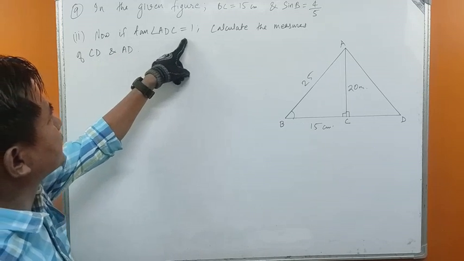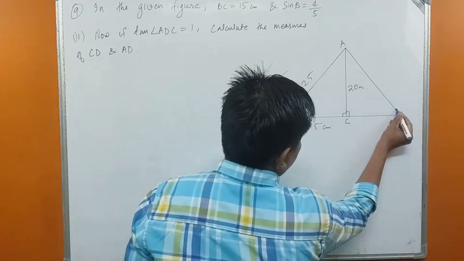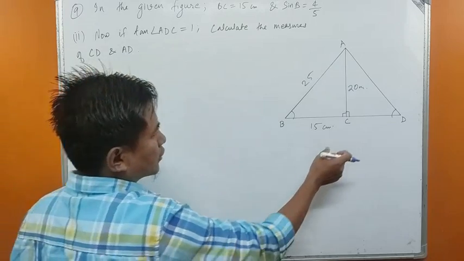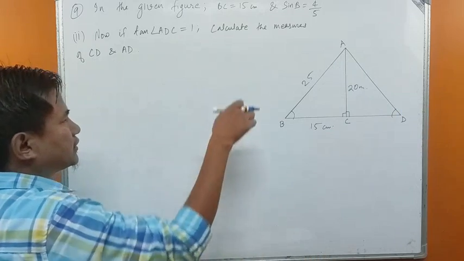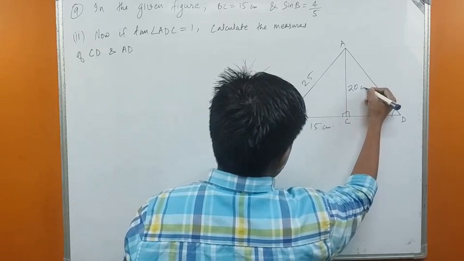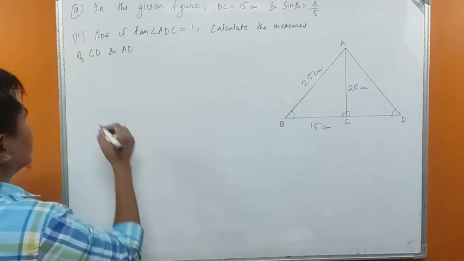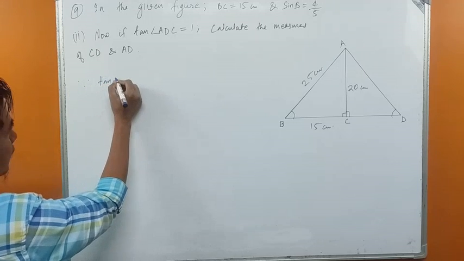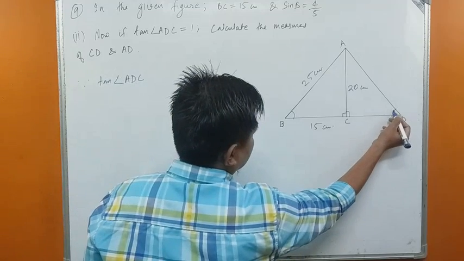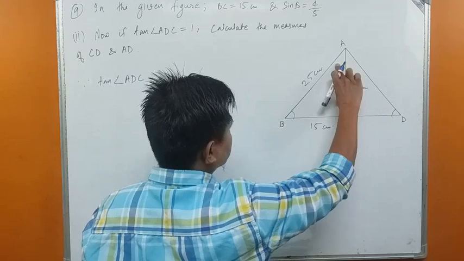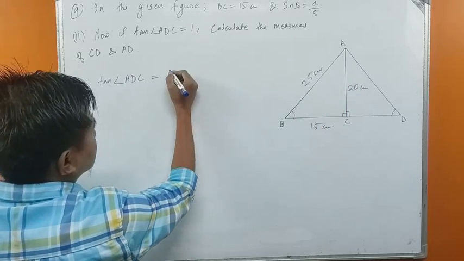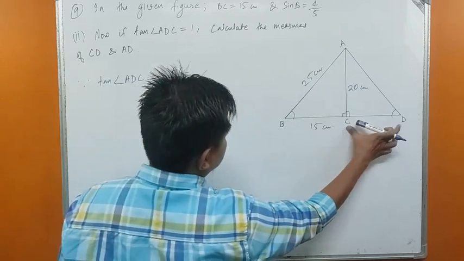Now if tan of angle ADC equals 1, okay, this angle, tan of angle ADC equals 1, this is the given condition, calculate the measures of CD and AD. So we are asked to find CD and AD, okay. So AC, we have found AC is 20 centimeter, isn't it? 20 centimeter, okay? Now, since tan of angle ADC, okay? When we talk about this angle, CD becomes base, AC becomes perpendicular, isn't it? So tan theta equals perpendicular upon base. So what is perpendicular? Perpendicular is AC, and what is base? Base is CD, okay?